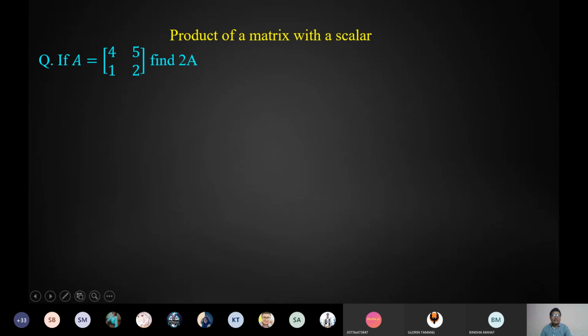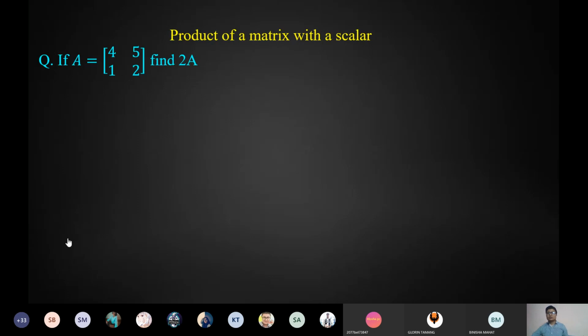I'll give you one example here. Product of a matrix with a scalar. If A is equal to 4, 5, 1, 2, find 2A. Okay, just copy this question at first, very fast. Copy the question.